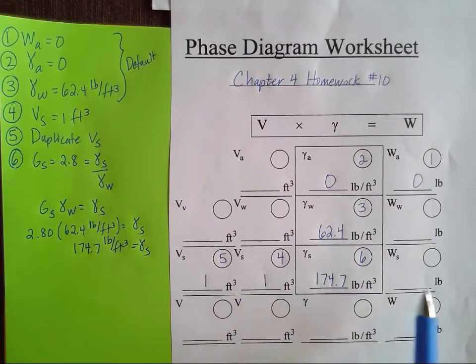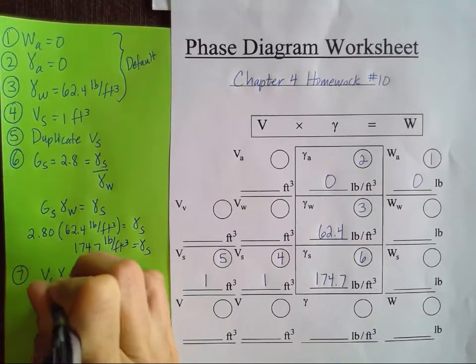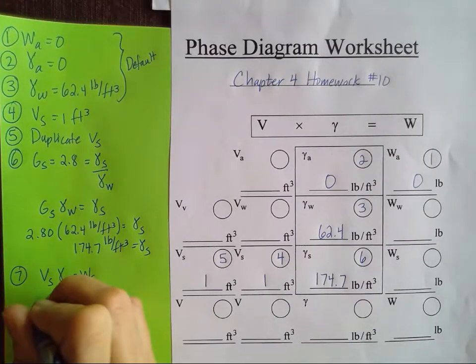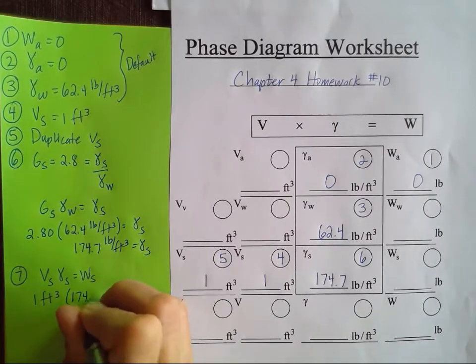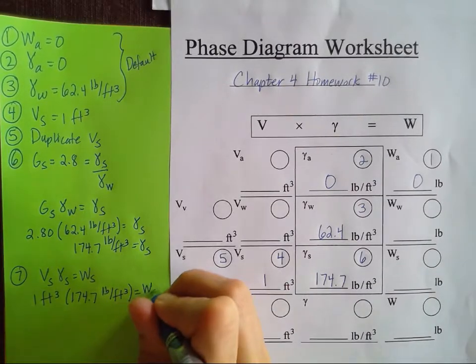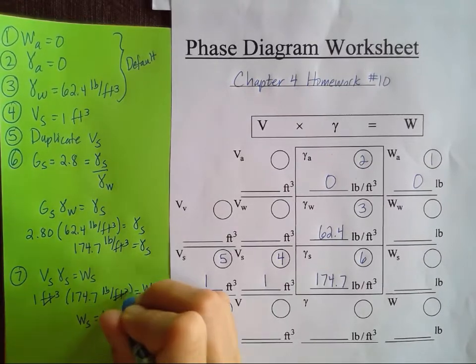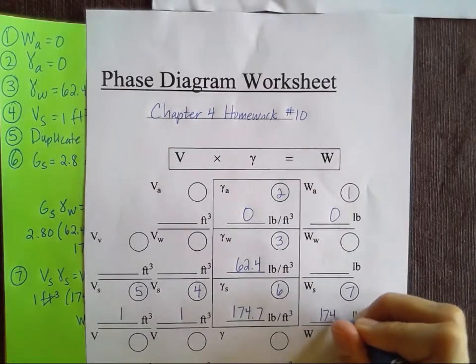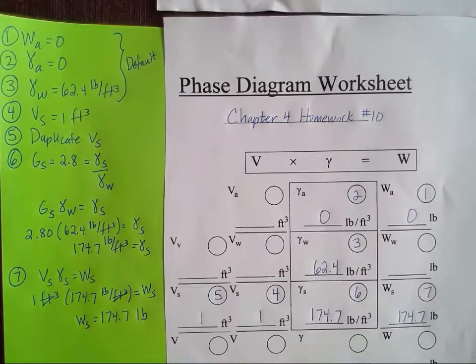When I take a look at this, I can see, look, I'm completing a row here because I know volume and I know a gamma. So let's just go ahead and find that weight of the solids. I know volume of solids times gamma solids is going to be weight of solids. And in this case, I have 1 cubic foot for the volume, and I have 174.7 pounds per cubic foot for the unit weight, and that's going to equal my weight of the solids. And we can do that math very easily. 174.7, cross off our units, and we wind up with pounds. So I'll put that in for number 7, 174.7. All right, so we've gotten pretty far just from what was given and our specific gravity.